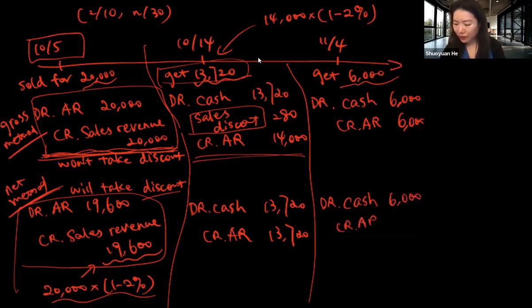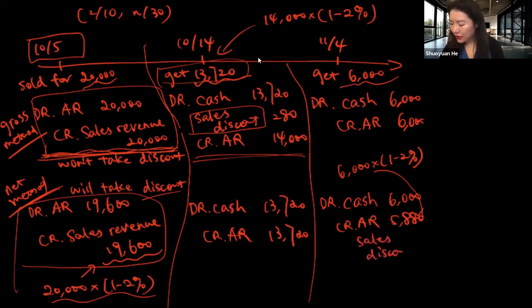credit accounts receivable for 5,880, and this is 6,000 multiplied by 1 minus 2%. And then the rest of those, that is called sales discount forfeited, 120. So this is this sales discount forfeited account.